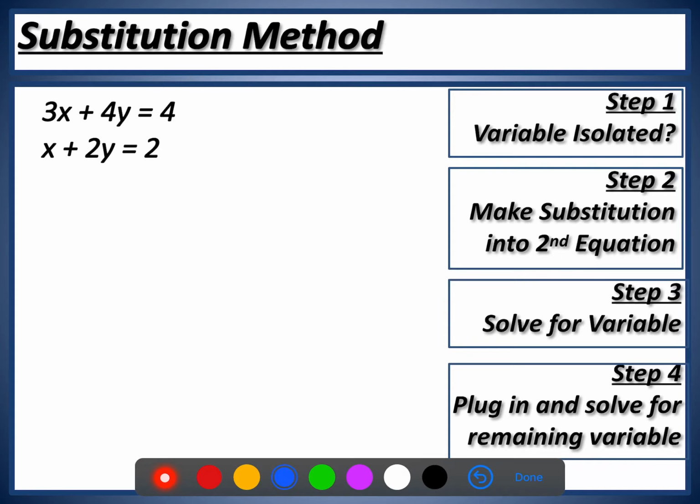Okay, so now when I'm looking at these two equations, my variable is not isolated. It's not solved for like it was in the first equation. So you want to look at all of your variables and choose the one that can most easily be isolated. I see in my second equation, I can very easily isolate that for x. So I'm going to get x by itself, which means we're going to move the 2y.